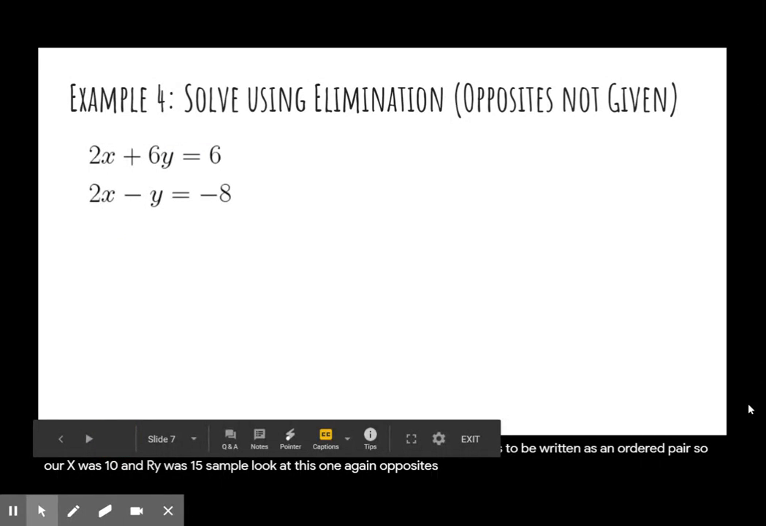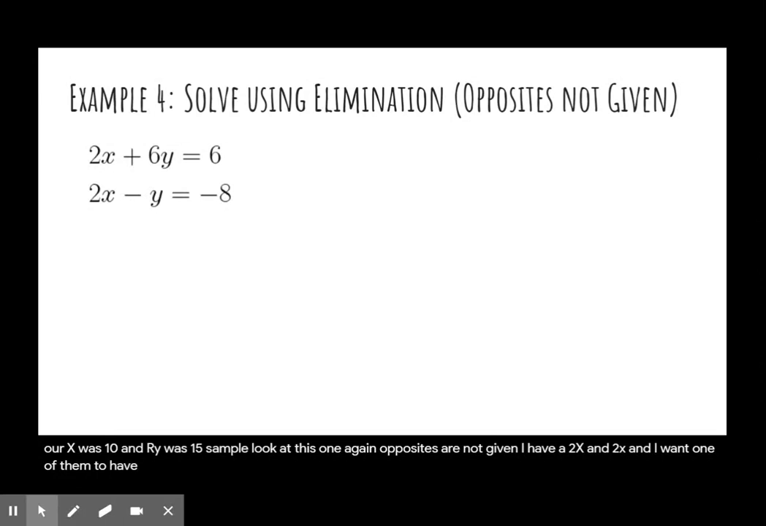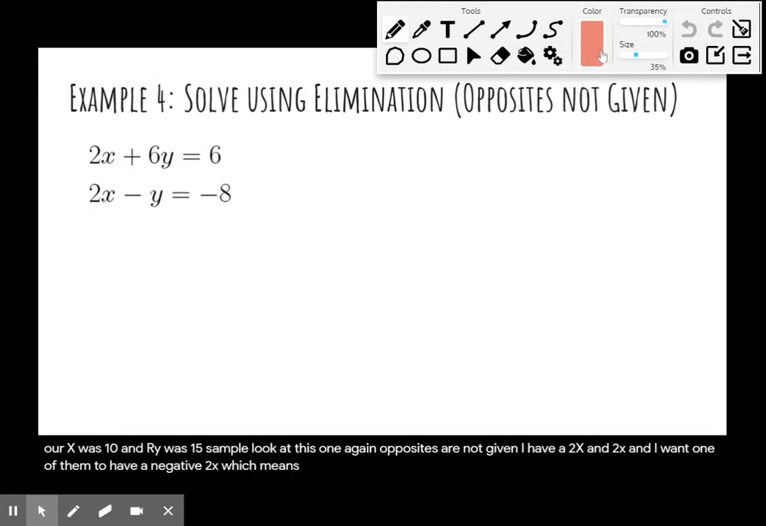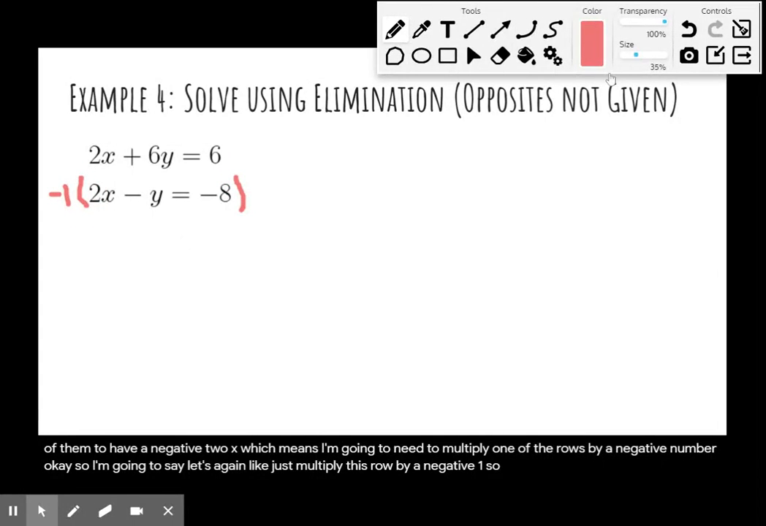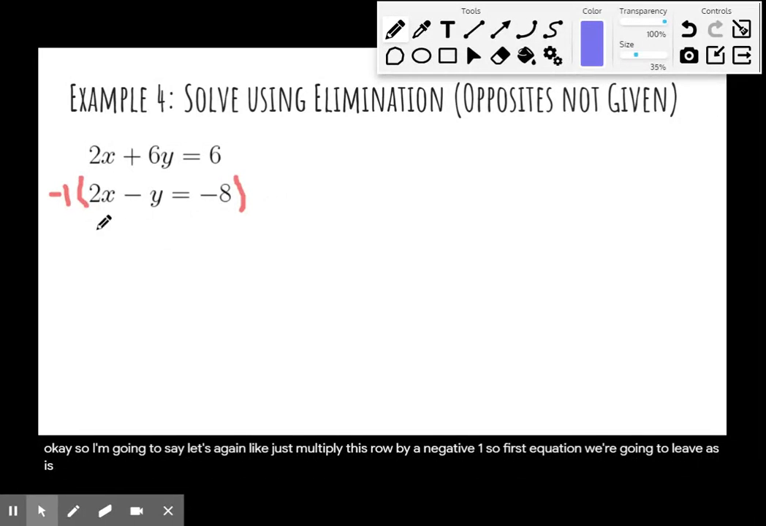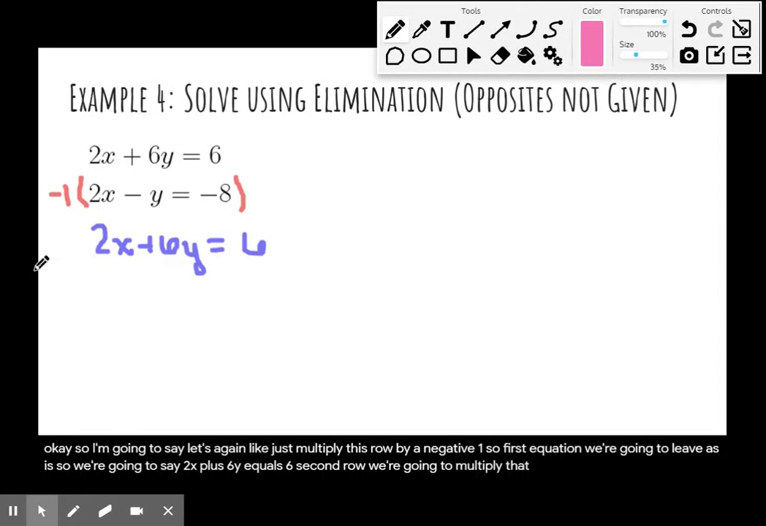Again, the opposites are not given. I have a 2x and a 2x, and I want one of them to have a negative 2x, which means I'm going to need to multiply one of the rows by a negative number. Okay, so let's again just multiply this row by a -1. So the first equation, we're going to leave as is. So we're going to say 2x plus 6y equals 6. Second row, we're going to multiply that -1 through.